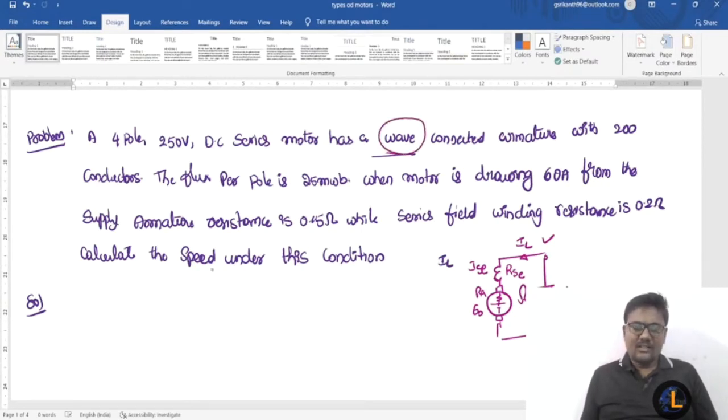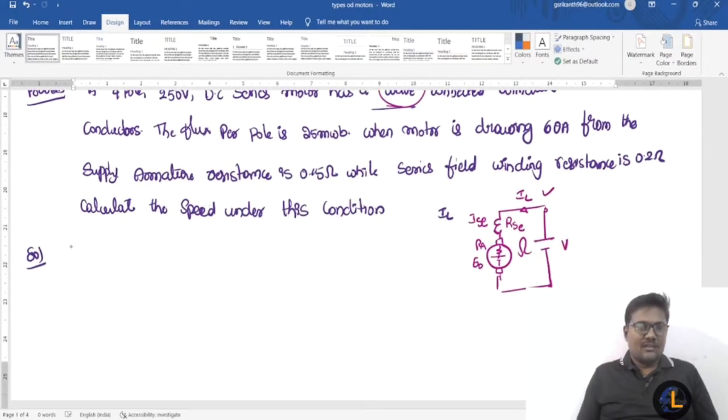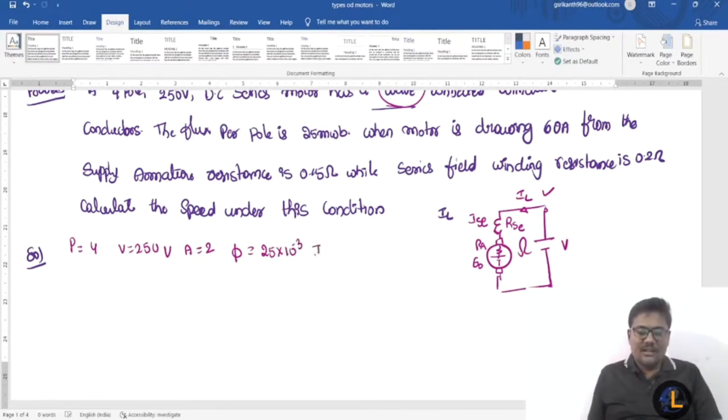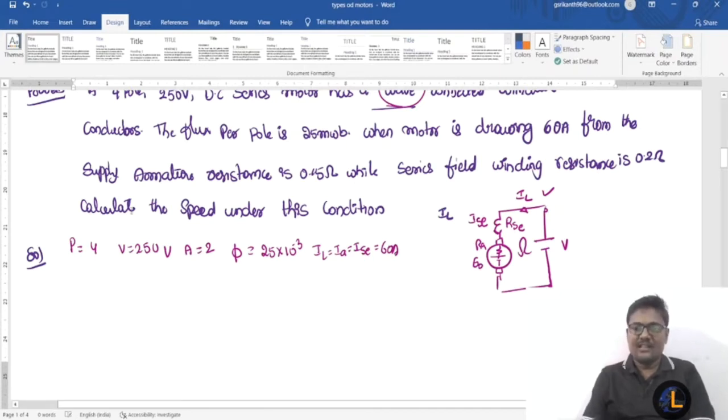Here it is given as wave connected. Wave connected means the number of poles is 4, voltage is 250 volts, A is equal to 2. Wave means the number of parallel paths is 2, and flux per pole is 25 into 10 to the power of minus 3. When the motor is drawing 60 amperes, then IL is equal to IA is equal to ISC is equal to 60 amperes.